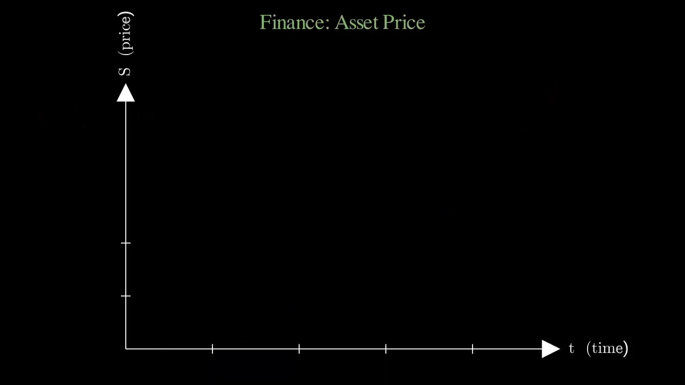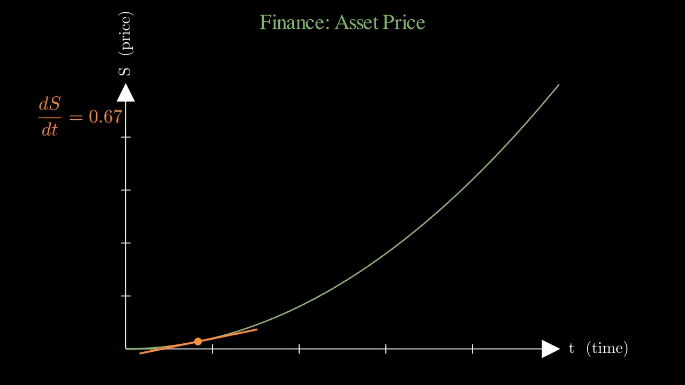Now, forget physics. You are looking at the price of an asset over time. Same curve, different label on the axis. You can ask the exact same question. How fast is this price changing right now? The slope of the curve at any point tells you the instantaneous rate of return. Same question, same math, different universe.